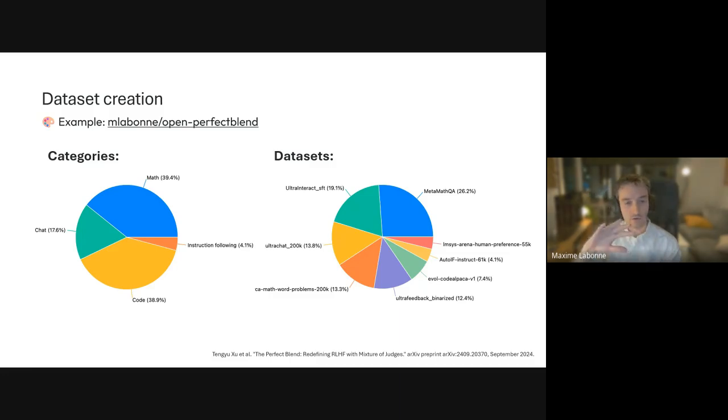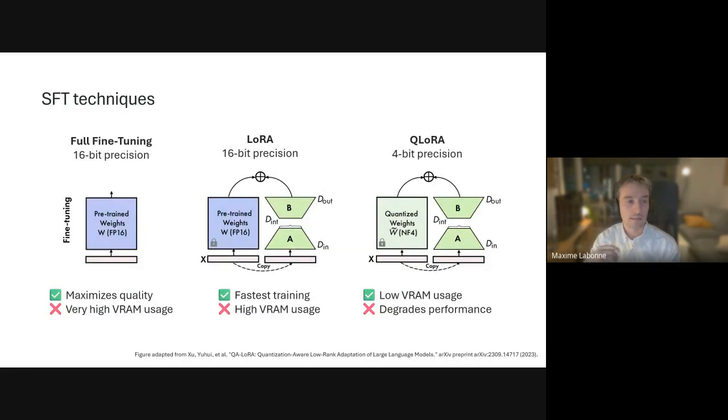And this is the kind of distribution you have in the instruction dataset, where it's not just about one thing, it's also about a lot of different categories and a lot of different sources to make sure that the data is very diverse and covers all the possible use cases that a user might need when interacting with your model. In terms of training techniques, I want to mention 3 training techniques.